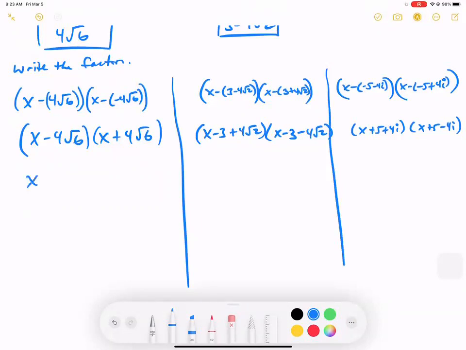This is going to be x squared. We know our middle terms are going to cancel out. That's going to be minus 16 square root of 36. Nicely for us, the square root of 36 becomes 6. 6 times 16 is 96. So x squared minus 96.